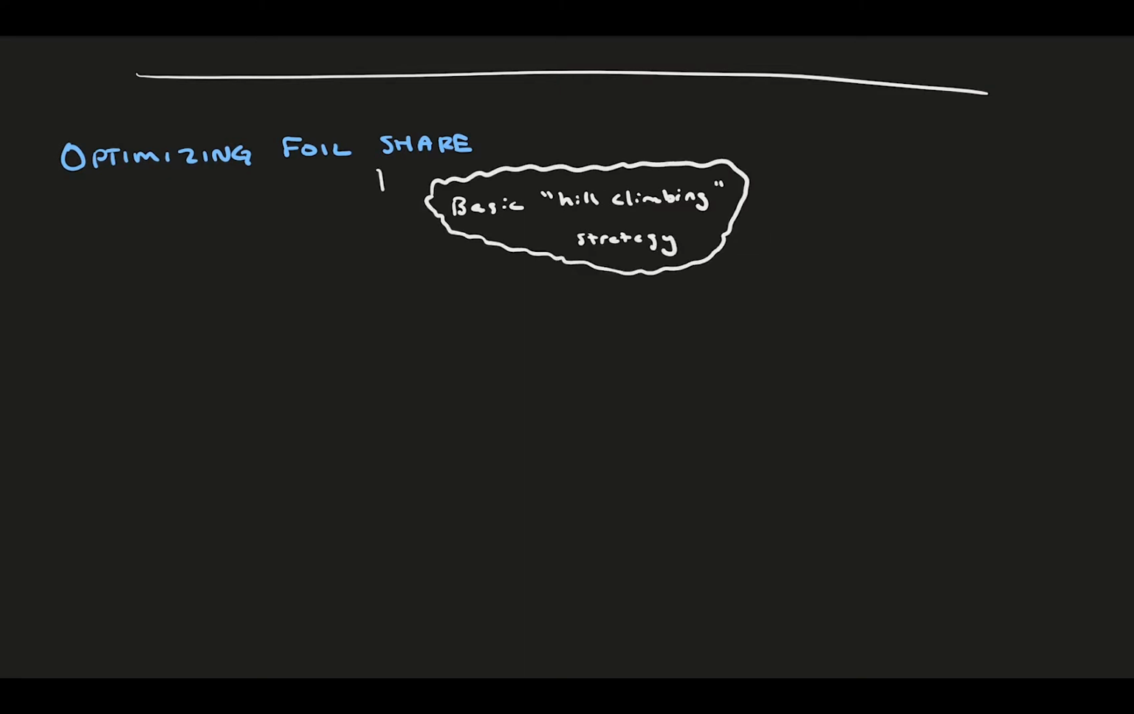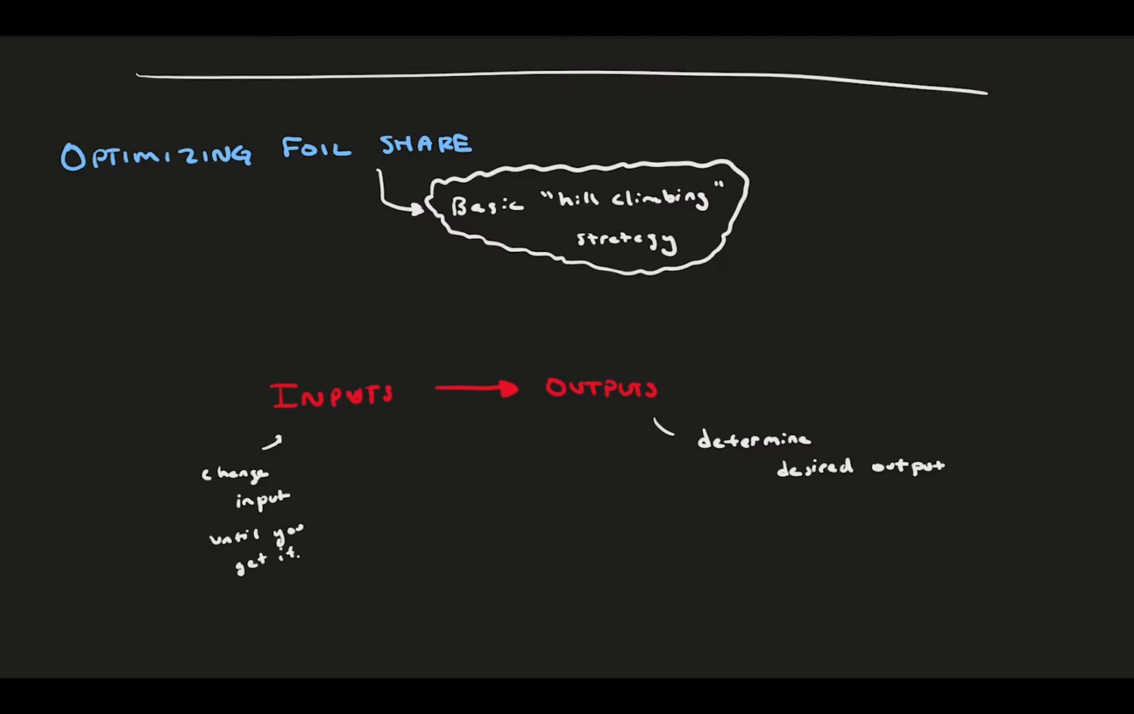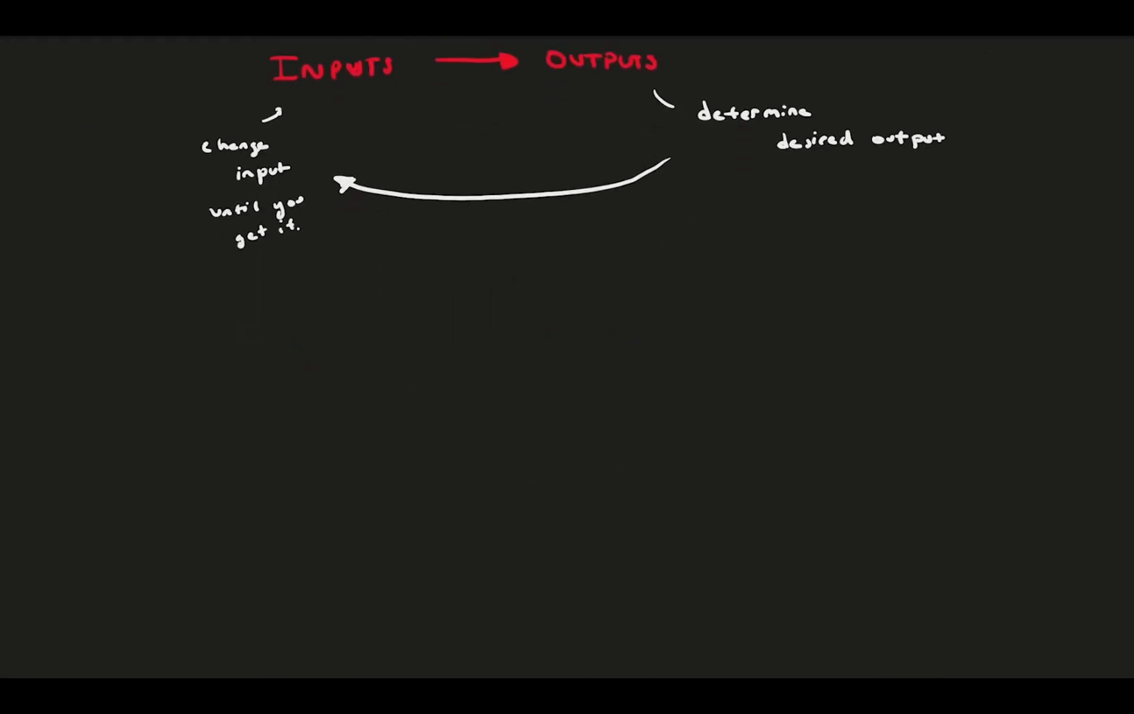Our goal today will be to optimize the foil shape for a certain flight condition and desired performance. In optimization, you generally are altering some input to get some desired output. You try an input, look at the output, see how far you are from your desired output, and run some new inputs. Iterate until the desired output is achieved. What we're going to employ today is a hill climbing technique.